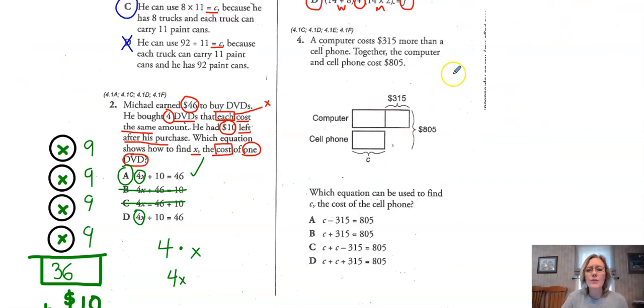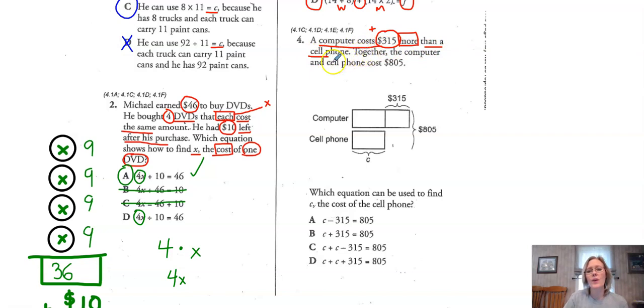It says, a computer costs $315 more than a cell phone. Together, the computer and the cell phone cost $805, and they give us a picture right here. It says, which equation can be used to find C, the cost of the cell phone? So if we look up here, we know exactly what a computer costs. So we're going to circle that up with computer. It costs that much more. And you had to see this word more than a computer. That means this is a plus 315 more than a cell phone.